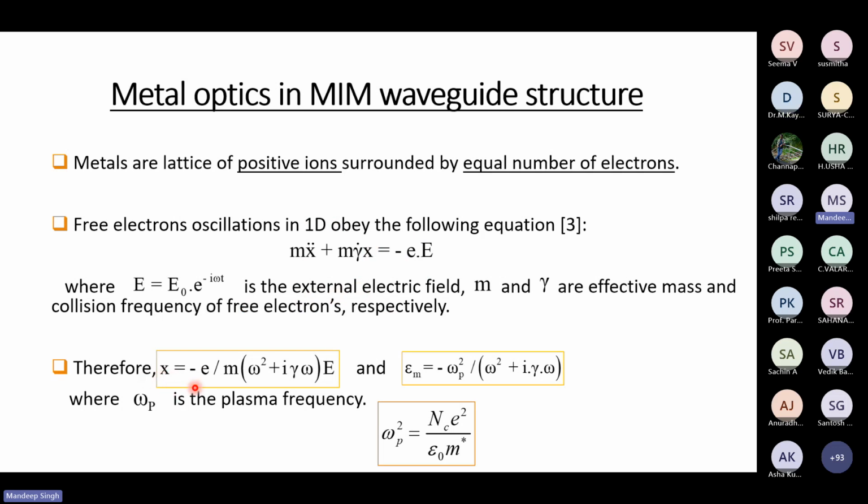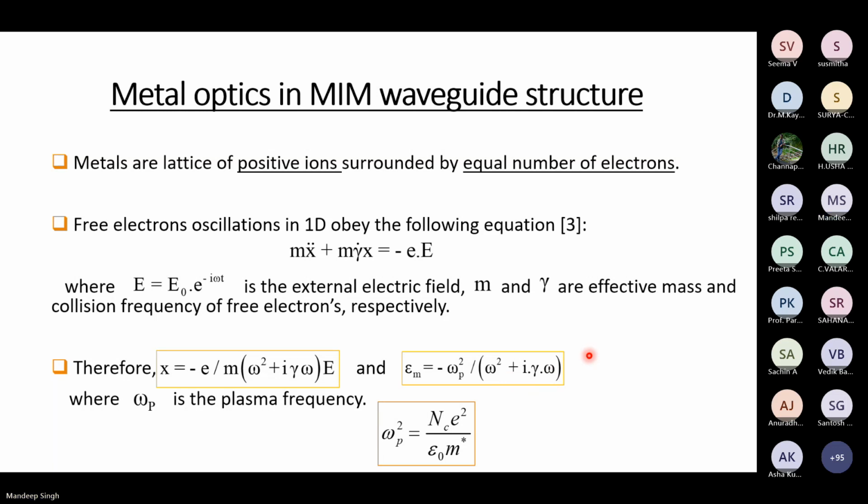So x is equal to minus the charge on the electron divided by m times omega square plus i gamma omega, times E. One more parameter is the permittivity, and the permittivity of the metal we can also extract from this equation: it is minus omega p square divided by omega square plus i gamma omega. Here omega p is the plasma frequency of the electrons. This is a very important term that will decide whether you will have the propagating modes or the lossy modes. This is a very common equation used in plasmonics.